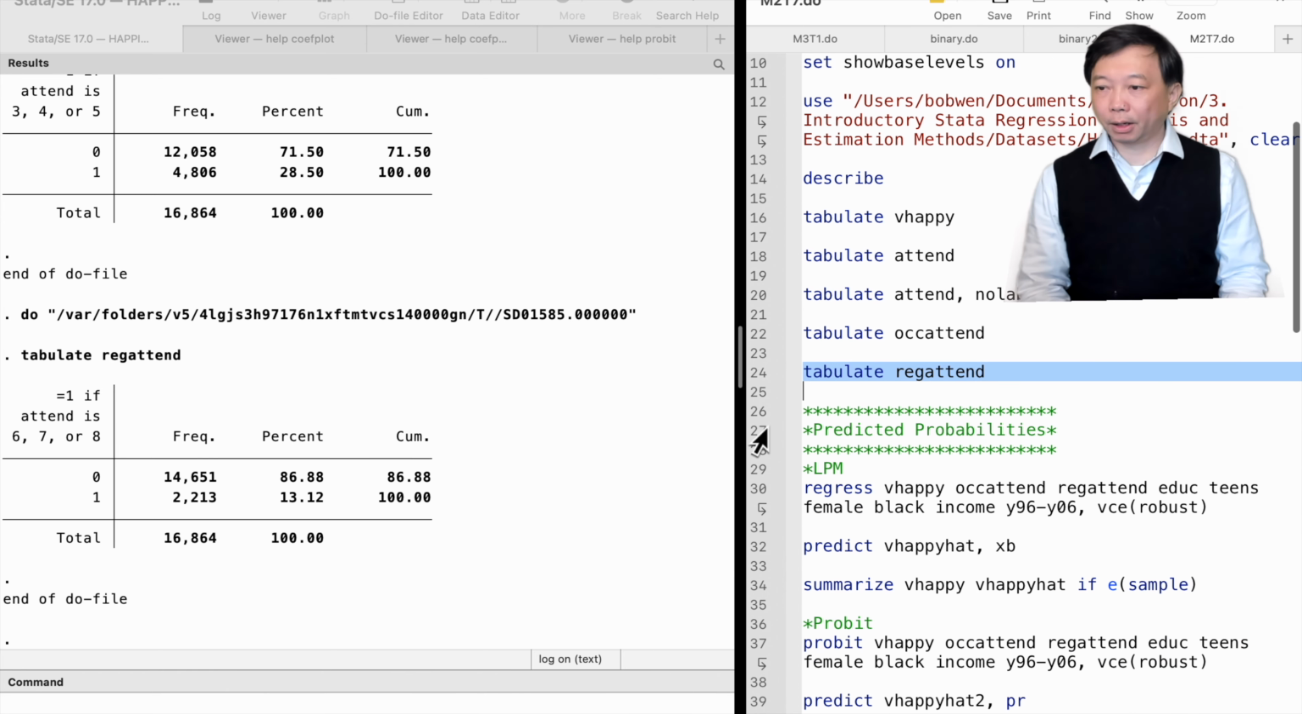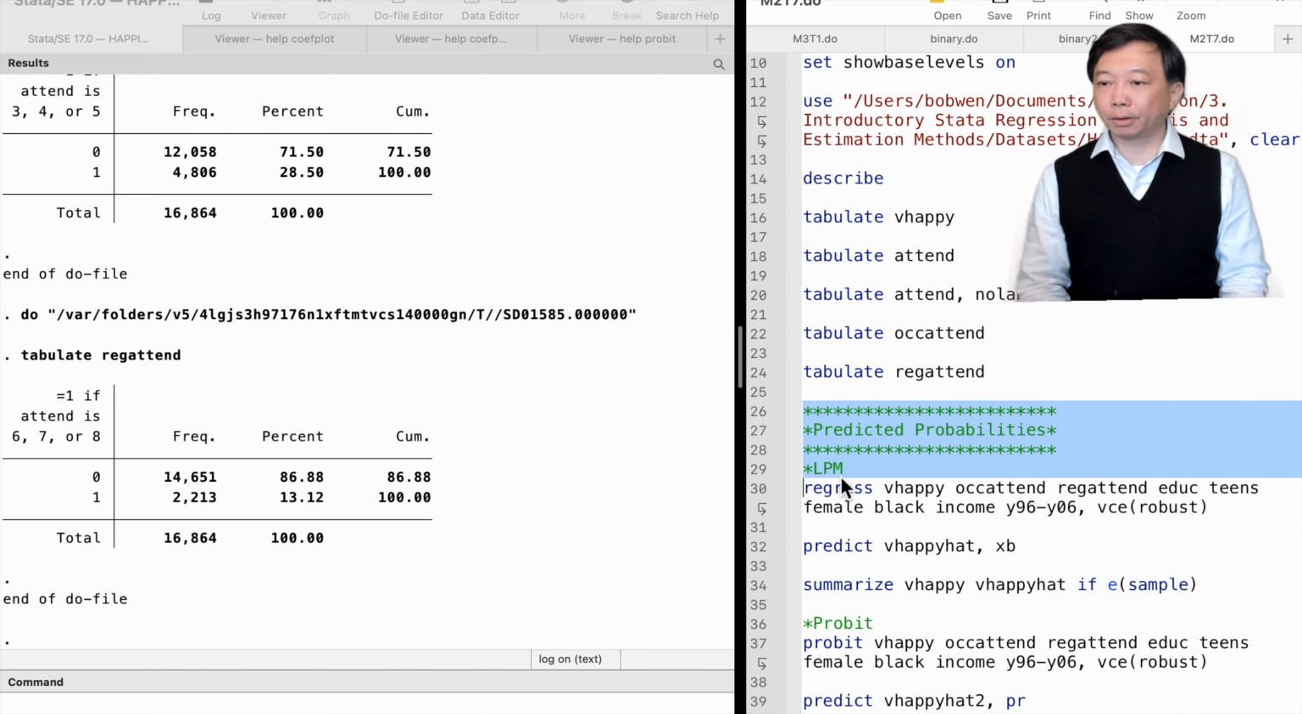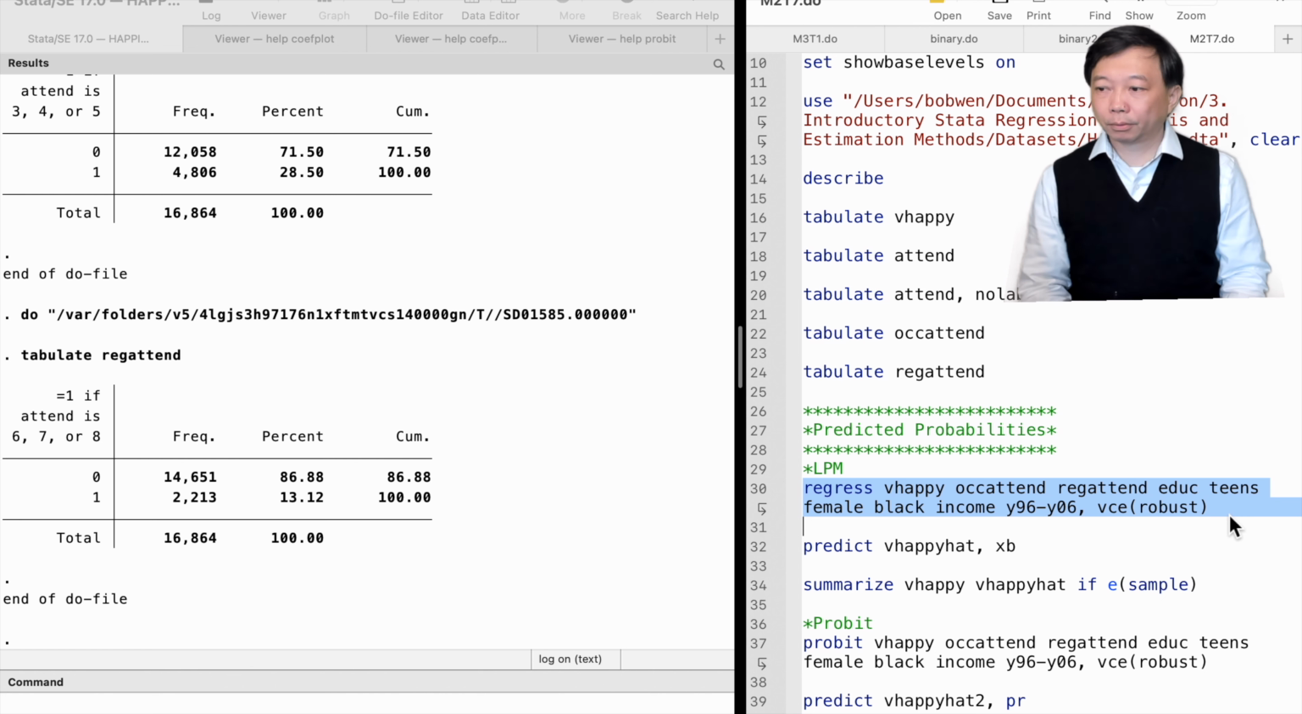We first estimate a linear probability model using the regress command. We model the probability of being very happy as a function of the two church variables and a series of individual demographic characteristics, such as gender, education, income, number of children, and race. We also include the year dummies for the year fixed effects. We specify the heteroscedasticity robust standard errors.